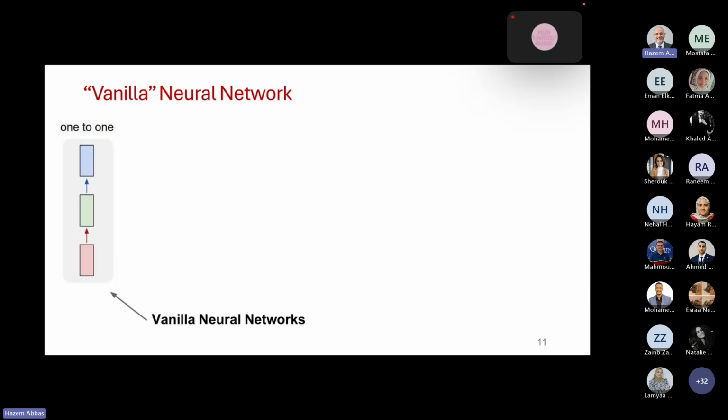So we have different recurrent architectures. The first one is the vanilla neural network, the regular, conventional feed-forward neural network, which is one-to-one. We have one input and one output. Every input has its own output. There is no dependence whatsoever. This is called the one-to-one network, one input to one output.